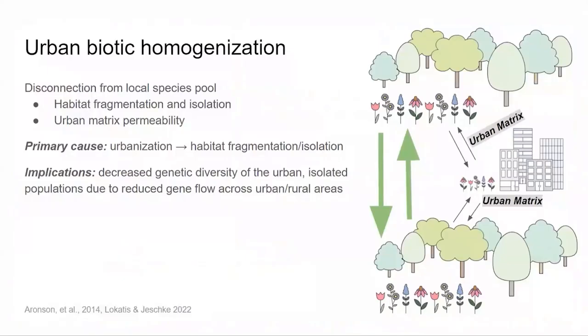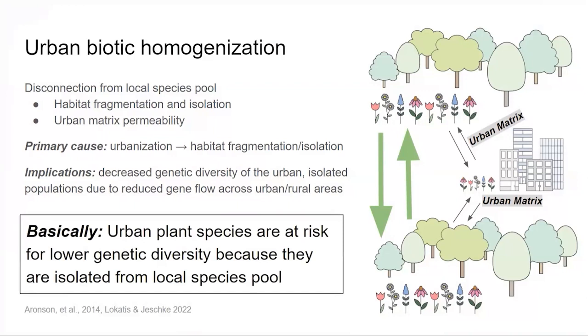So looking again at urban biotic homogenization, another aspect of it is not just native and non-native introduced species, but also the idea of disconnection from the local species pool. Because urban habitats are fragmented and isolated from the regional species pool, and there's low matrix permeability, urbanization can cause a reduction of gene flow between urban and rural populations. This graphic is just showing that in rural areas, there's greater habitat connectivity and resulting greater gene flow than with an urban area versus a rural area.